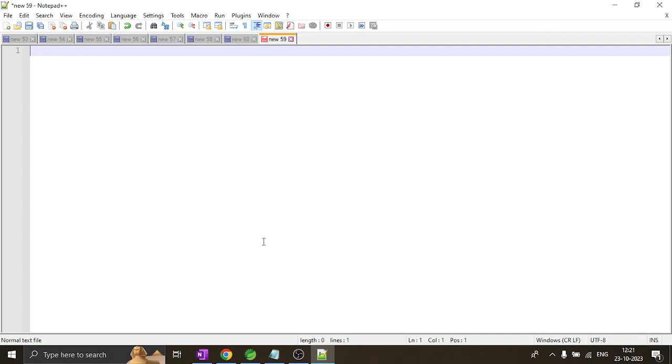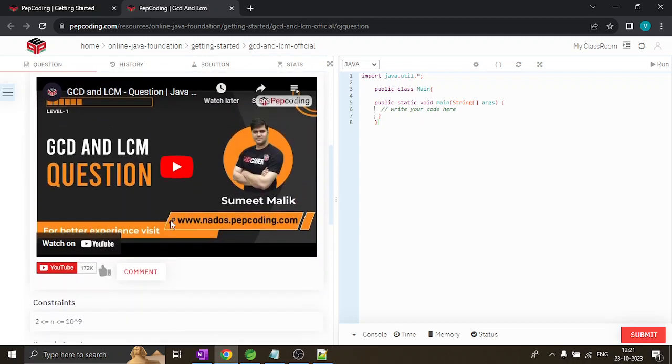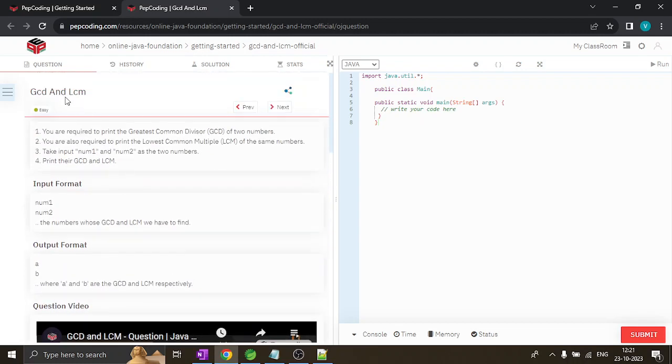So in the last video we had solved this problem where we try to rotate the numbers k number of times. So in this video let's continue with the next question that we have, where we have to find the GCD and LCM. Okay, so let's try to read the question first. You are required to print the greatest common divisor of two numbers. You are also required to print the lowest common multiple of the same numbers. Take input num1 and num2 as the two numbers, print their GCD and LCM.